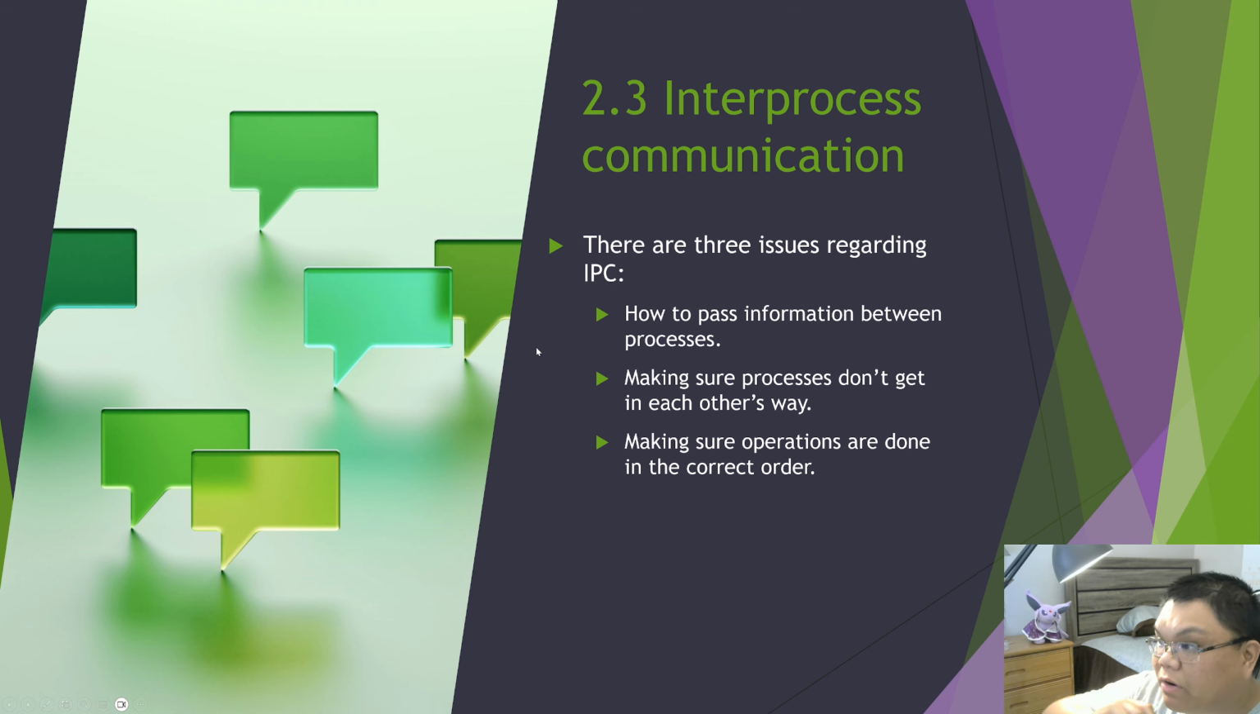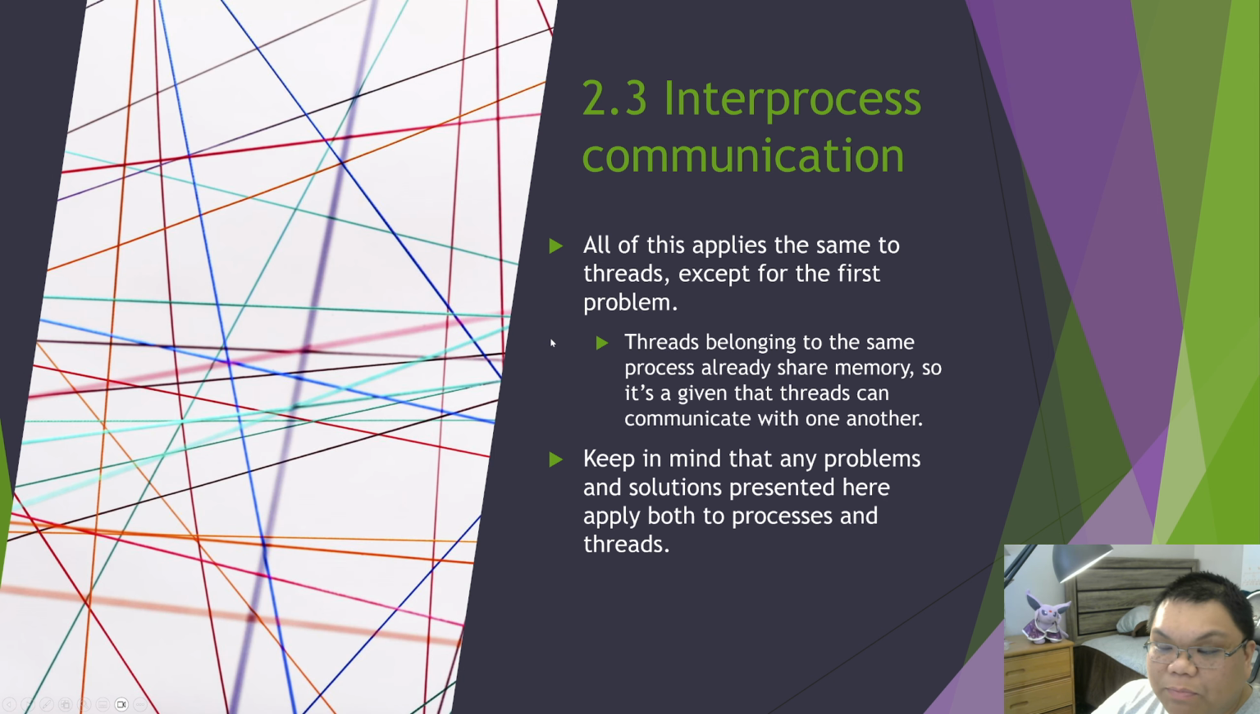There are a few issues regarding IPC: how to pass information between processes, making sure processes don't get in each other's way, and making sure operations are done in the correct order. The first part doesn't really apply to threads because threads that are part of the same program share the same memory. So it's very easy for threads to share information between one another.